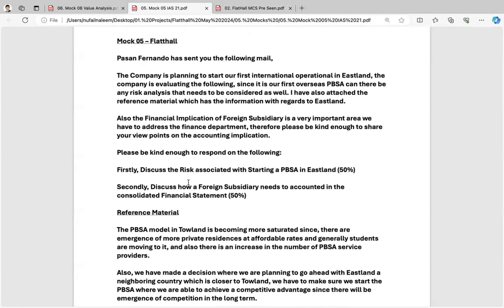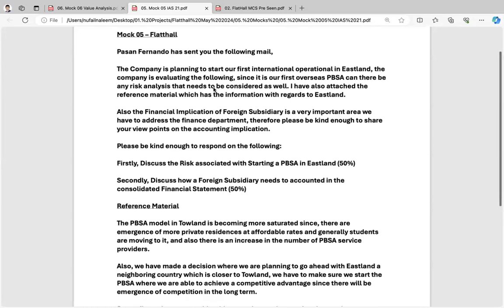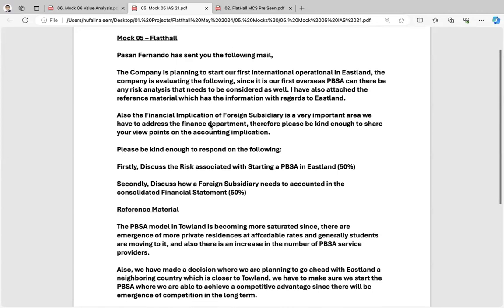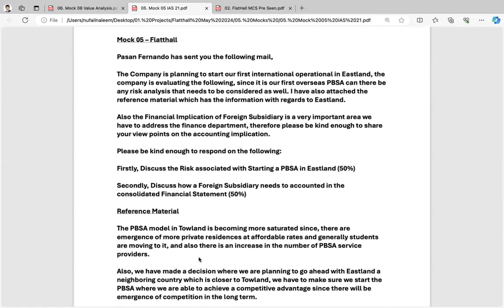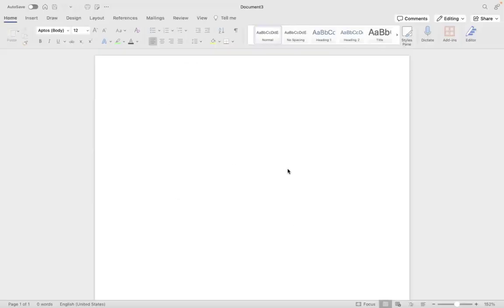One technical area was risk, and the other technical area was foreign subsidiary, that is the accounting treatment in accordance with IAS 23. Now, students, whenever you go to the examination in the future, always start with the question requirement. In this case, the first requirement is to discuss the risk associated with starting a PBSA in Eastland.